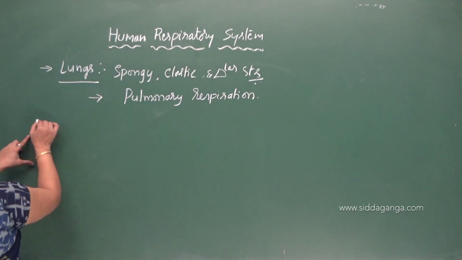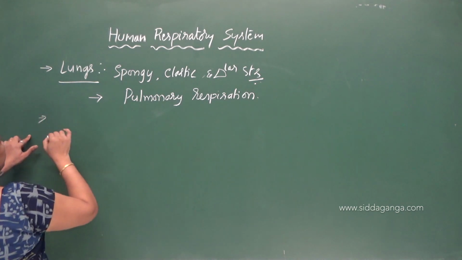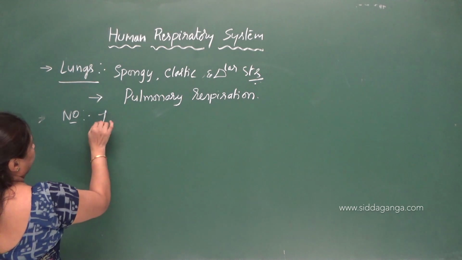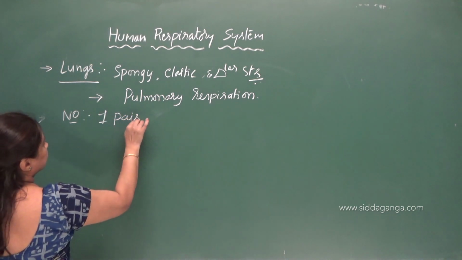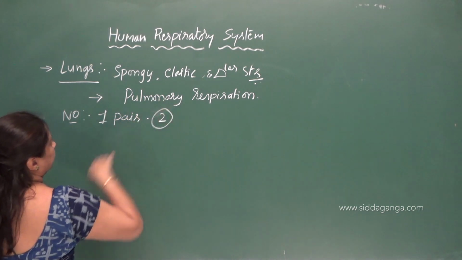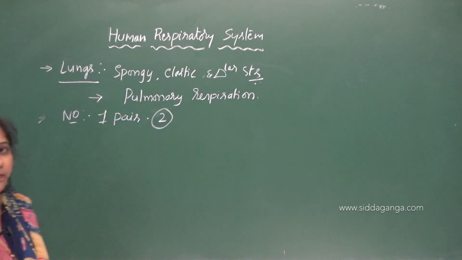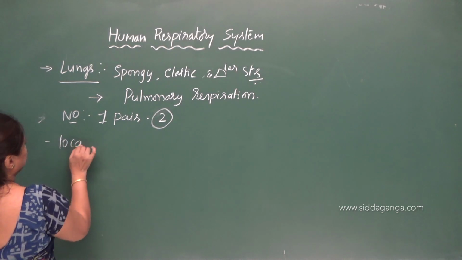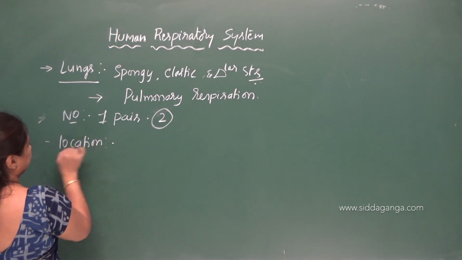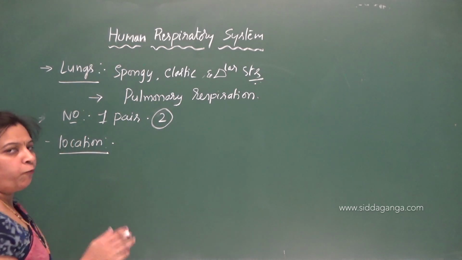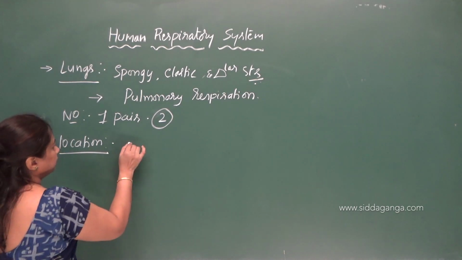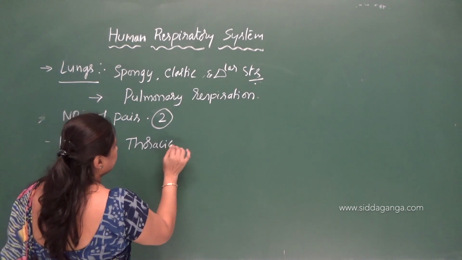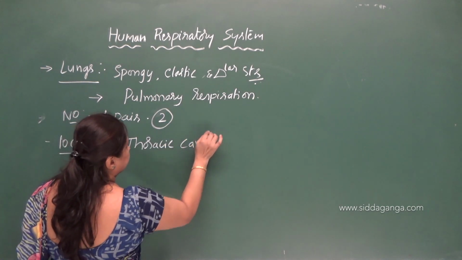Okay. Now, what is the number of lungs? How many in number? One pair. One pair means two in number. A pair of lungs are present in humans. Where they are present? Location. The two lungs are well protected in the thoracic cavity.